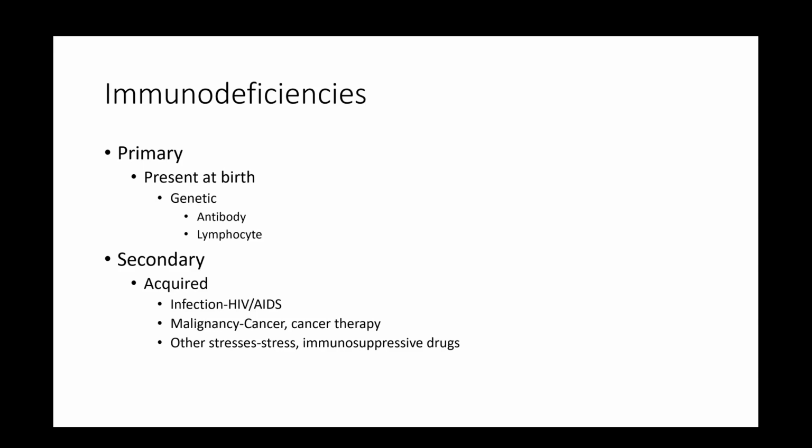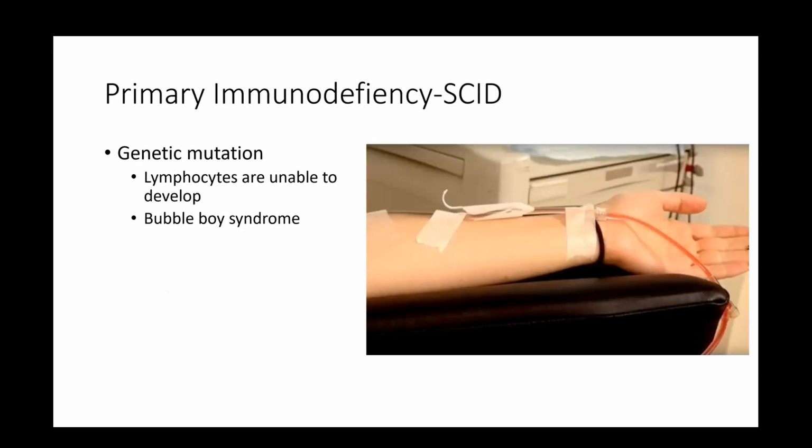Other causes: don't forget that stress itself is a stressor. When someone is severely stressed, that can lower their immune system function. And then, of course, if we take immunosuppressive drugs, if we had an organ transplant or a graft at some point in our life, and we are on some type of immunosuppressive drug, you're going to have some type of immunodeficiency. So I mentioned in this slide, one of the primary immunodeficiencies is called severe combined immunodeficiency.